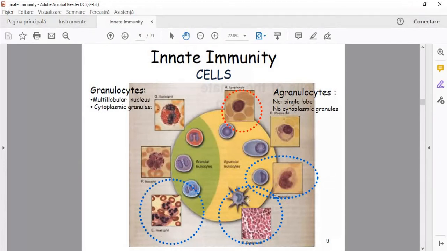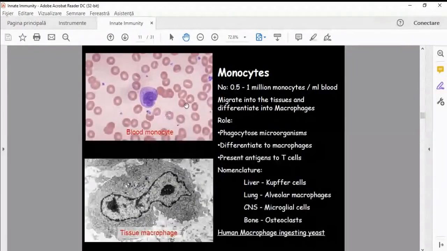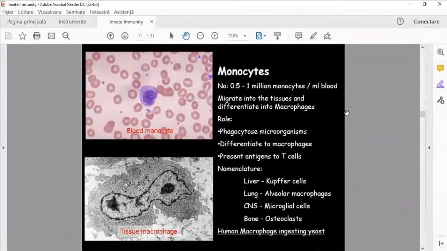And the macrophages are also able to act as antigen presenting cells. Just a few details about these cells. Monocytes can be found in blood, around 1 million monocytes in 1 milliliter of blood.